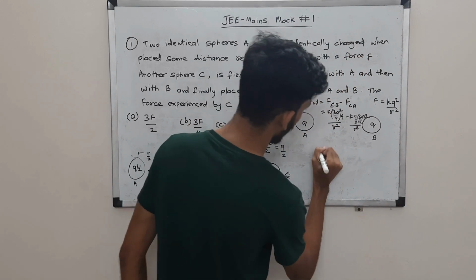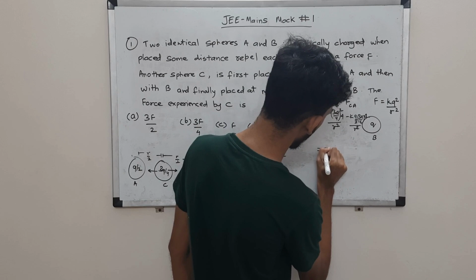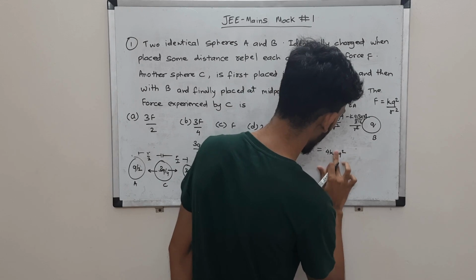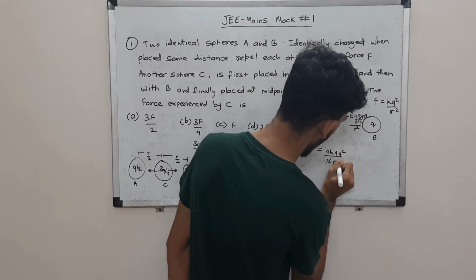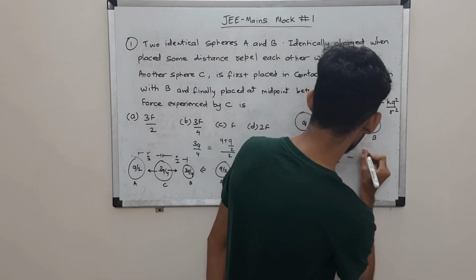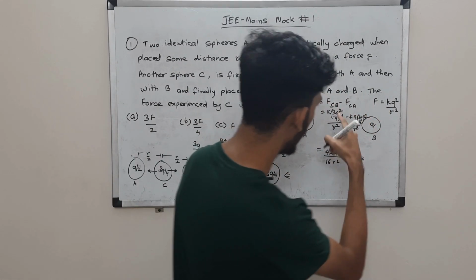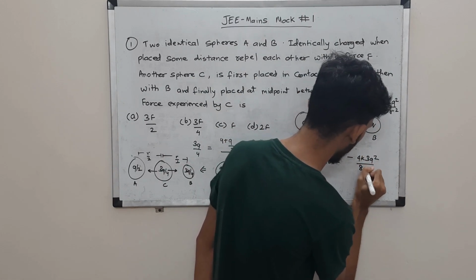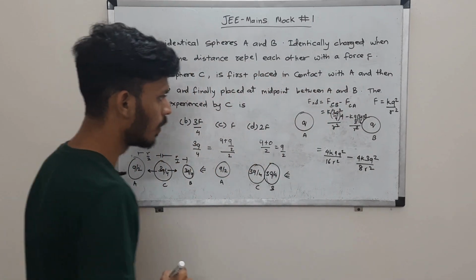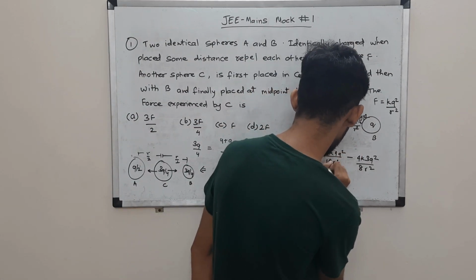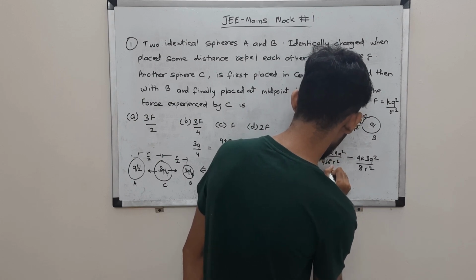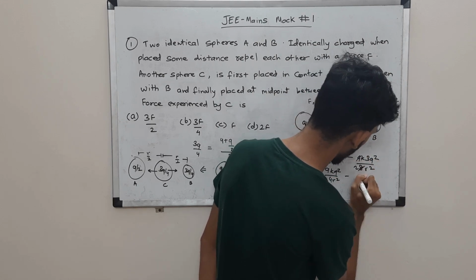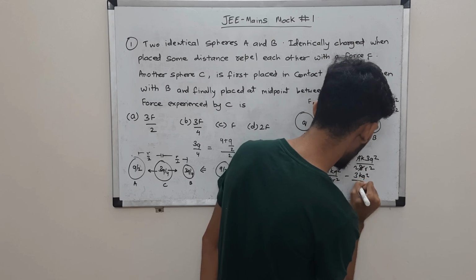Okay, so here we have 4 will keep as it is. 4k times 3q square by 16 r square, it will be 9q square by 16 r square, minus here if we solve, 4k, and here we'll get 3q square by 4 twos are 8 r square. Okay, now we can cancel some things. This will be 4s, so 9kq square by 4r square, minus here this will be 2s, so 3kq square by 2r square.